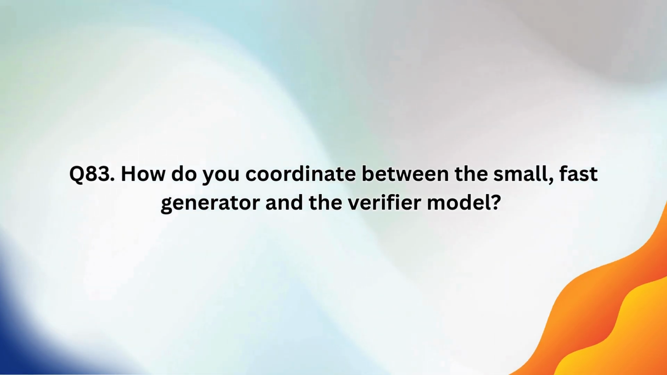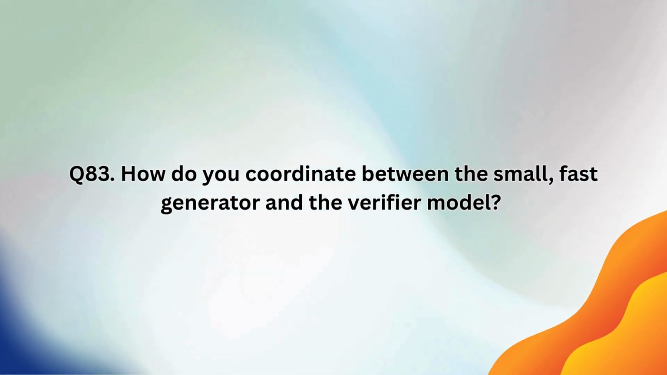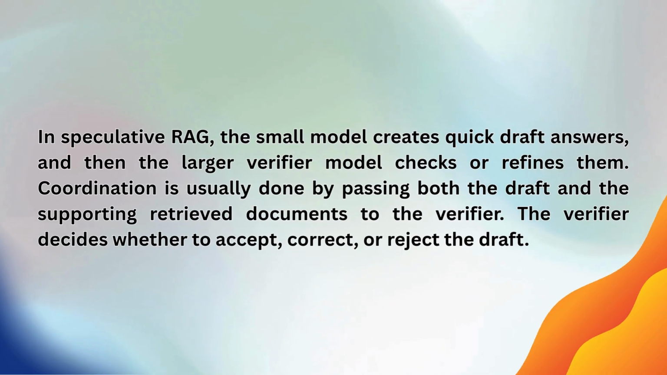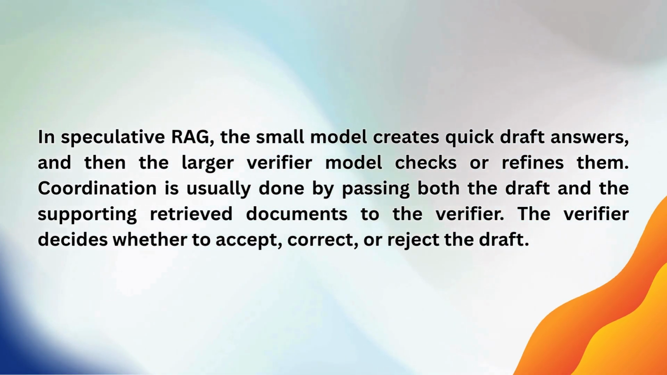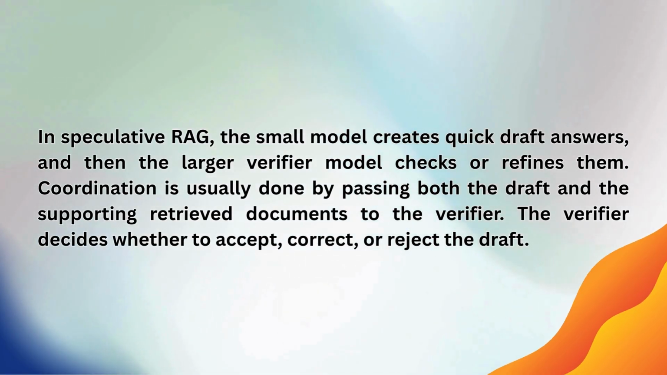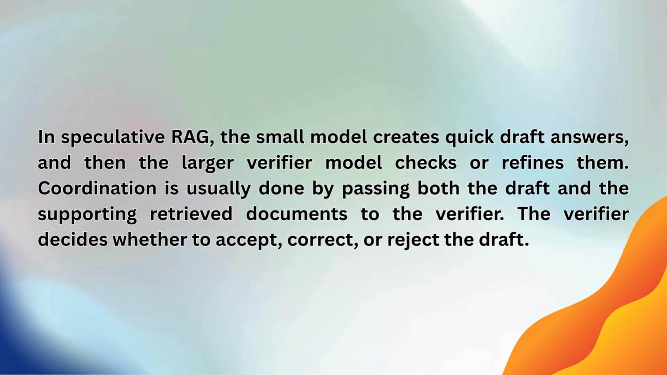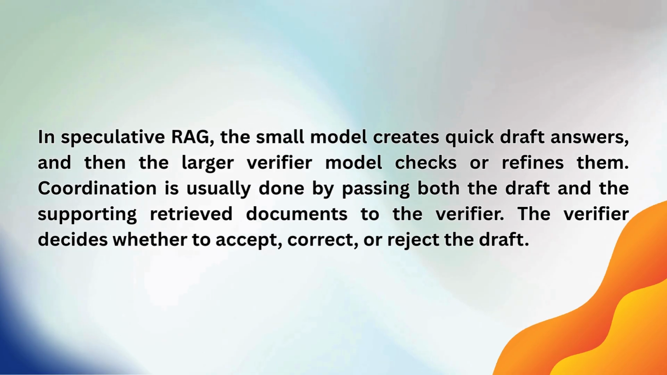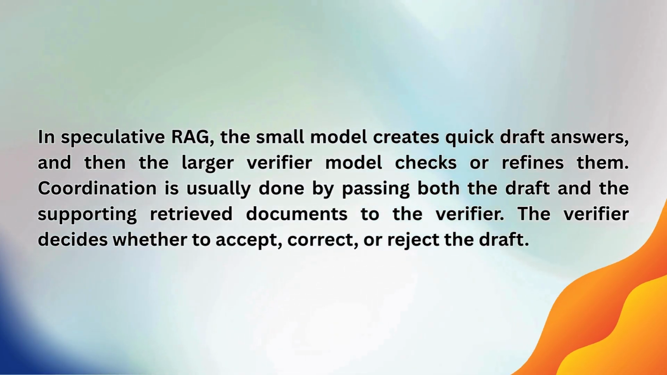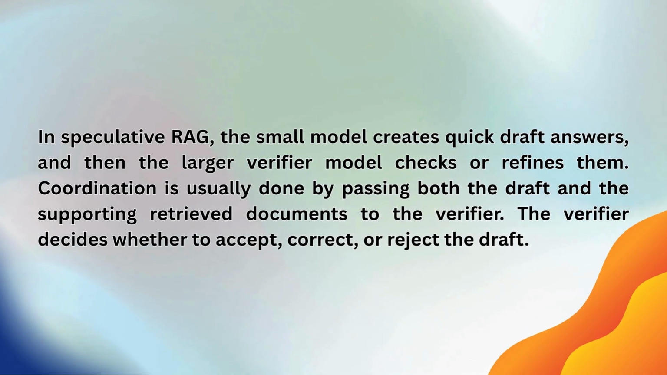How do you coordinate between the small, fast generator and the verifier model? In speculative RAG, the small model creates quick draft answers, and then the larger verifier model checks or refines them. Coordination is usually done by passing both the draft and the supporting retrieved documents to the verifier. The verifier decides whether to accept, correct, or reject the draft.